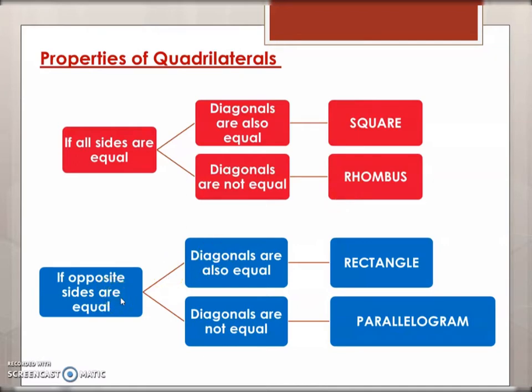Now if opposite sides are coming equal, then you can say that either it can be a rectangle or a parallelogram. Then you will check the diagonals. If opposite sides are equal and diagonals are also equal, then the quadrilateral will be a rectangle. If opposite sides are equal but diagonals are not equal, then the quadrilateral will be a parallelogram.